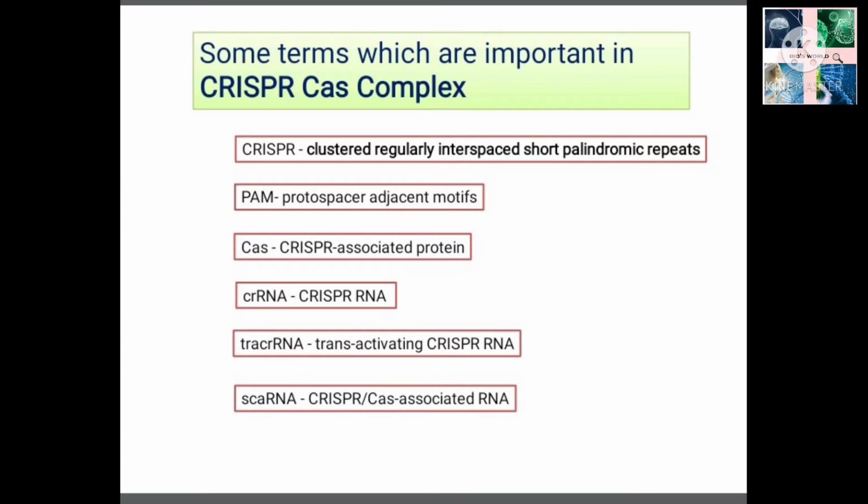What is this? It is a family of DNA sequences found in the genome of prokaryotic organisms, such as bacteria and archaea. Then PAM. PAM is a protospacer adjacent motif. It is a short DNA sequence of 3 to 5 base pairs. After that, Cas, that is CRISPR associated protein.